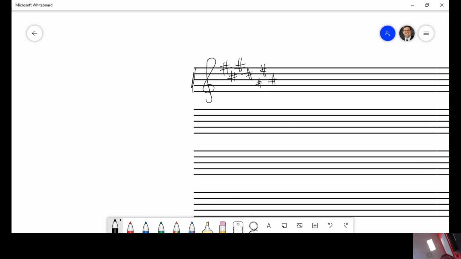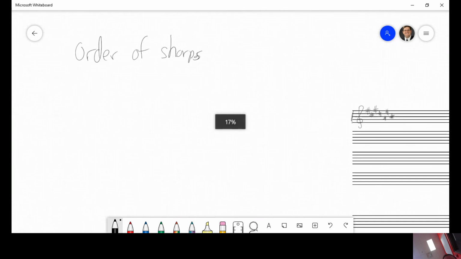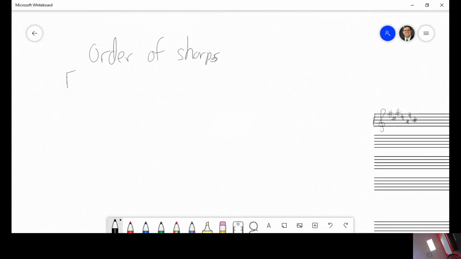You only have 7 sharps in a key signature, and this is the order that they show in. F, C, G, D, A, E, B. You have to memorize that order. The order of sharps is F, C, G. Let's do it this way.